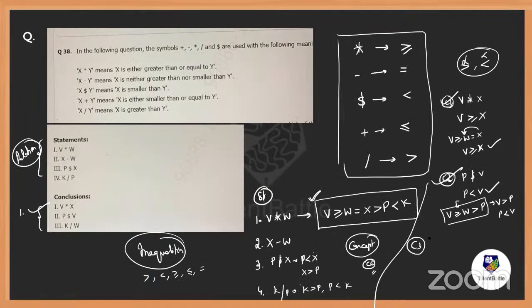Conclusion three says K slash W. What is K slash W, everybody? K is greater than W. Now, is K greater than W possible through this one? W is greater than P. P is less than K. Everybody, tell me, can I give a relation between W and K here using this? No, I cannot give a certain relation here because one thing is greater than the other and the other is less than K. So I cannot give a perfect relation between W and K, everybody.